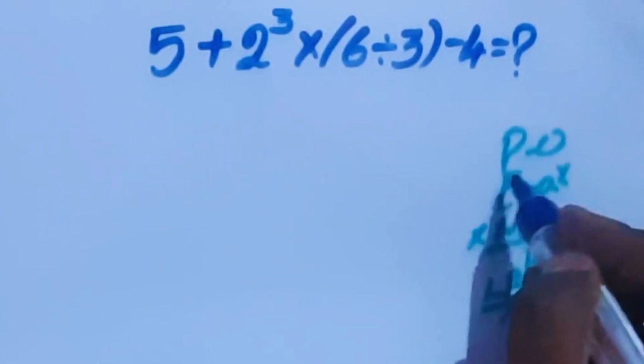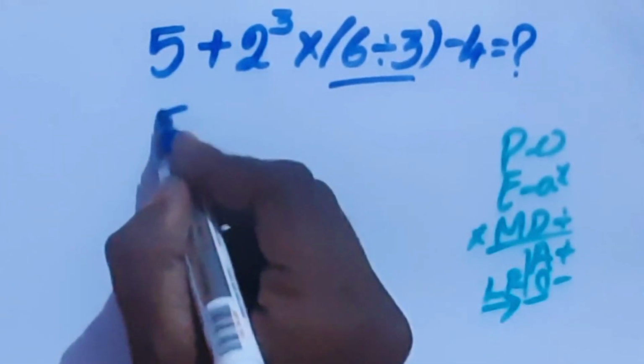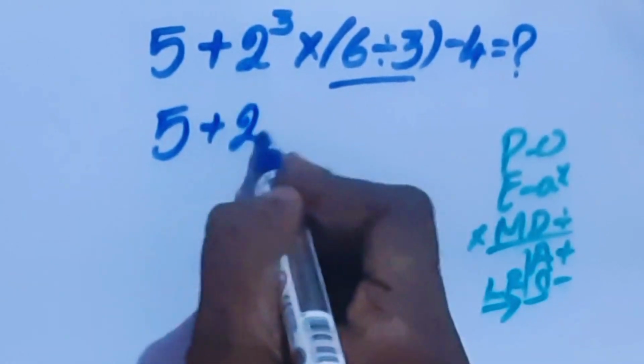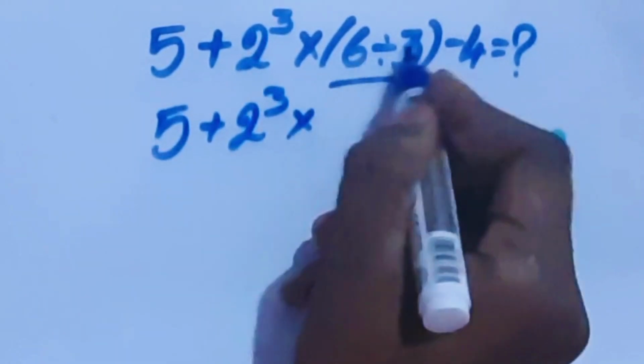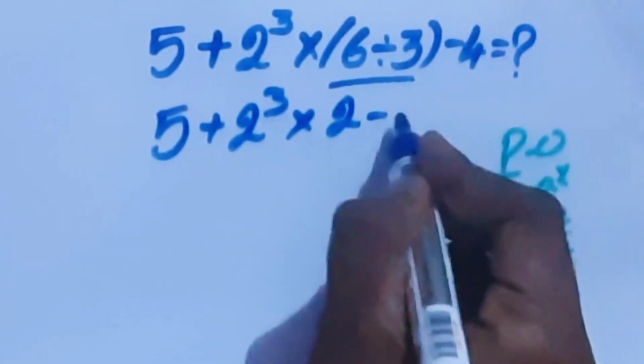Here, as per this order of operations PEMDAS, the bracket is higher priority. So we have to do this bracket before any other operations. Here 5 plus 2 power 3, times 6 divided by 3 in bracket, is 2, minus 4.